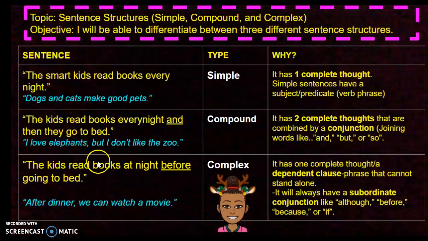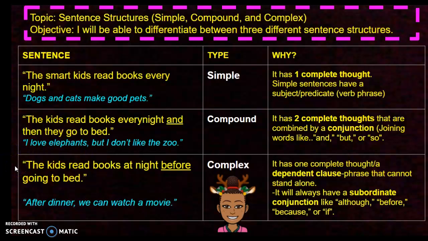And so, for example, I love elephants, but I don't like the zoo. I love elephants is a complete thought. I don't like the zoo. That's a complete thought. But they're both joined together by this conjunction, but. Okay?